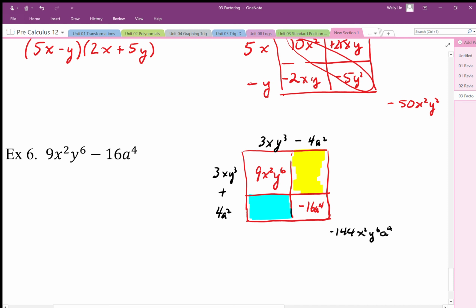Okay, so we don't really need to draw out this picture each time if we recognize the difference of squares. We know it factors to a plus b, a minus b, okay, which is going to be 3xy cubed plus the square root of that, which is 4a squared, and then the conjugate, or the opposite, 3xy cubed minus 4a squared.